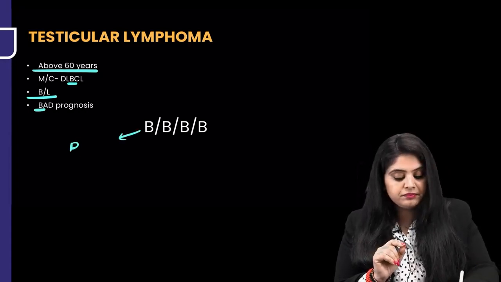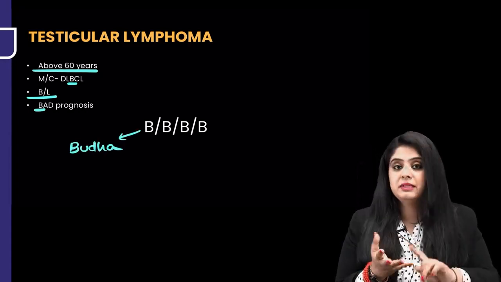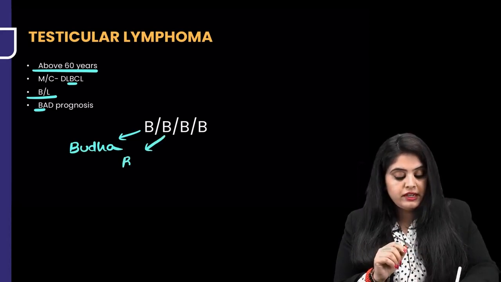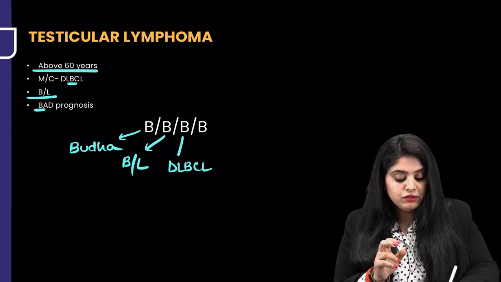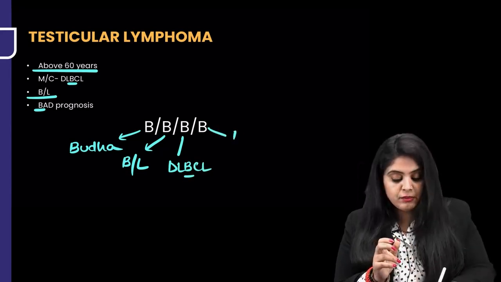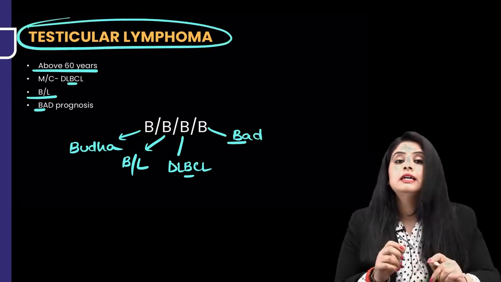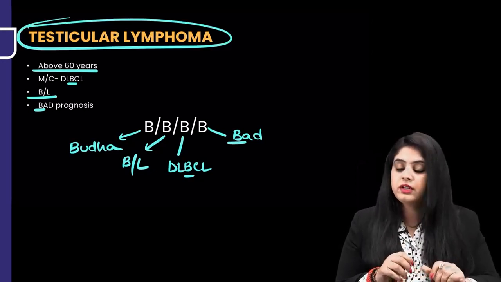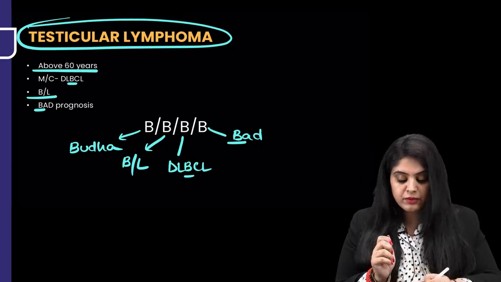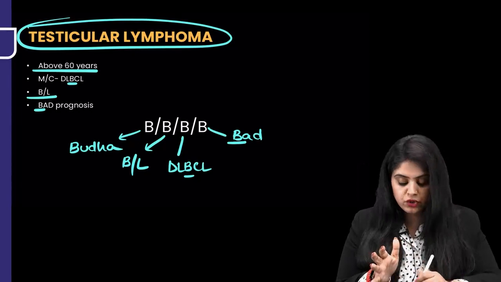Repeating once again. It is going to occur in old people, above 60. Both testes will be involved, so it is bilateral. DLBCL, so B cell lymphoma occurs, and the prognosis is going to be very, very bad. That is what you need to know about testicular lymphoma. Sorted? We are done with the testicular tumors, and if you've done ovarian tumors, there is practically not much for me to teach you over here.